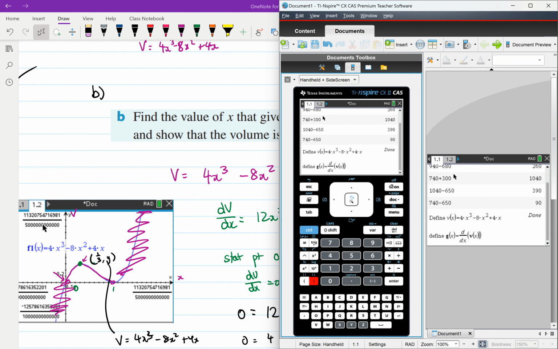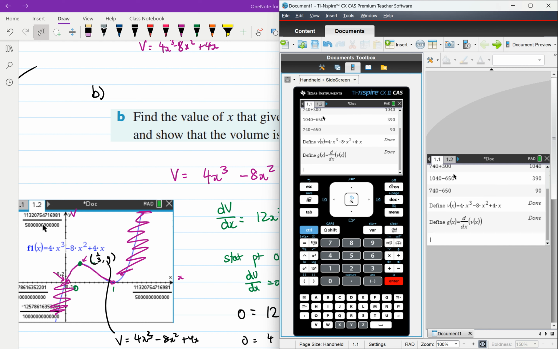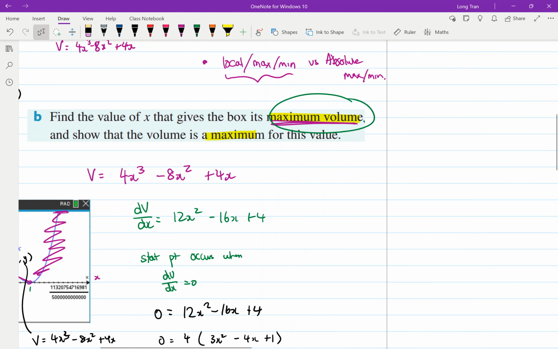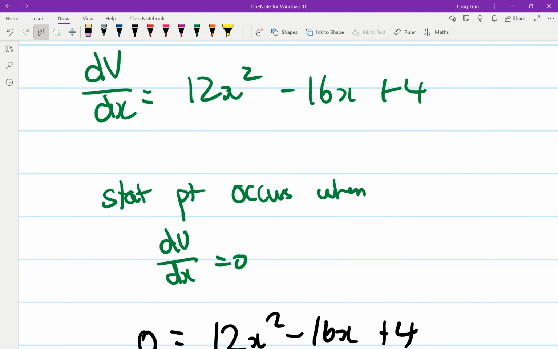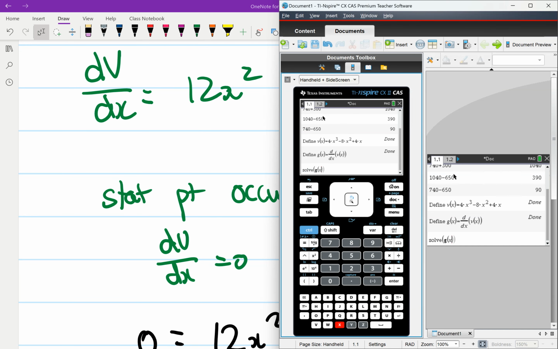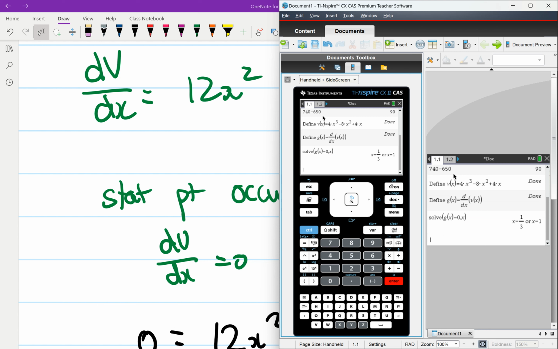So in my CAS, I would simply press enter. I've got my derivative now. What am I trying to solve for? I'm trying to solve for when the derivative equals 0. So that means g of x, which is my derivative, I want that to equal 0, comma, solve for x. Apparently, we should get a third and 1. There we go. We've got a third and 1. But I know that it's a third that I need. How do I find the y value for it? That's the volume.